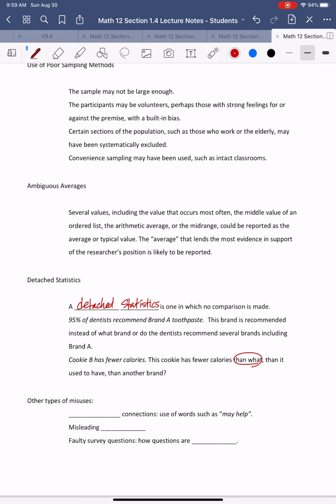So other types of misuse: implied connection, use of words such as "may help," right? Misleading graphs. And faulty survey questions, where questions are phrased in a way that influences the way people answer them.